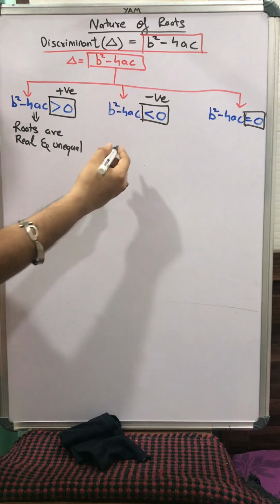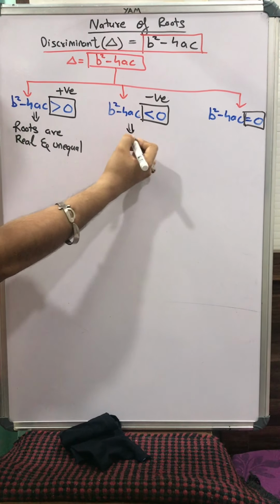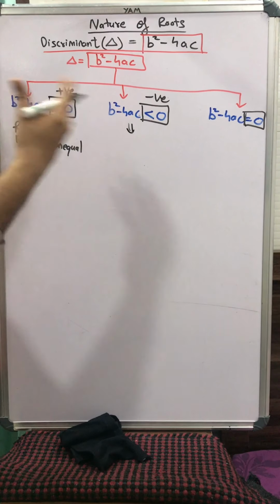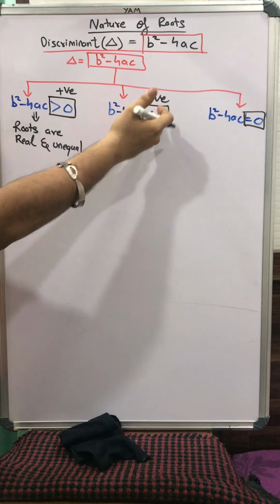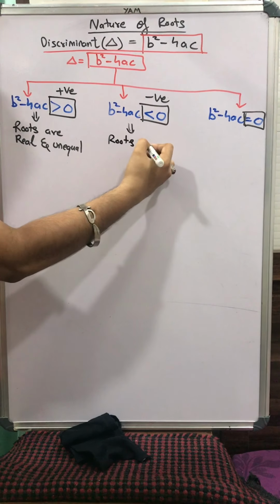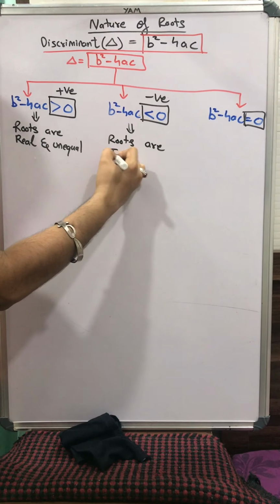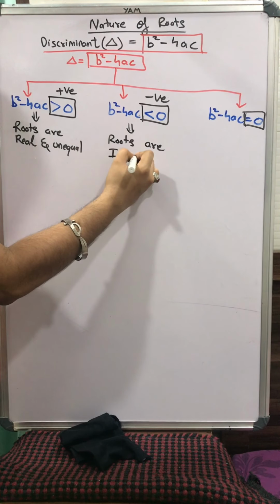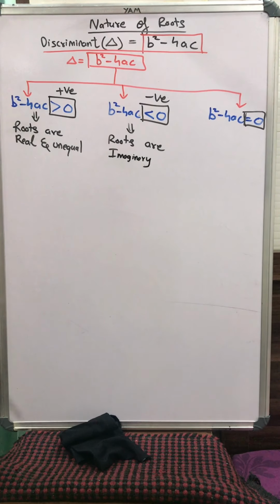Now comes the second part. If the value of b square minus 4ac is any negative number, which we call less than 0, then we say the roots are imaginary. Roots are imaginary.